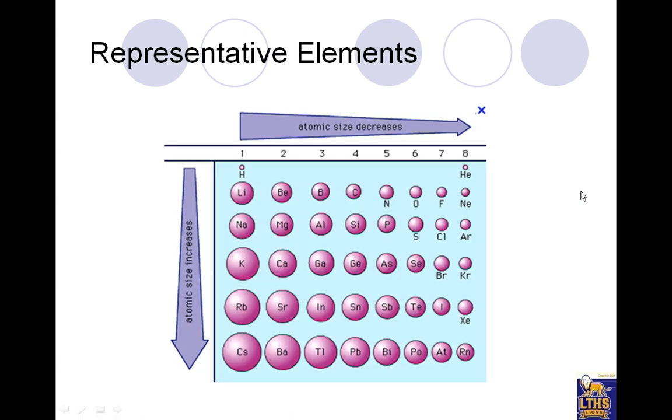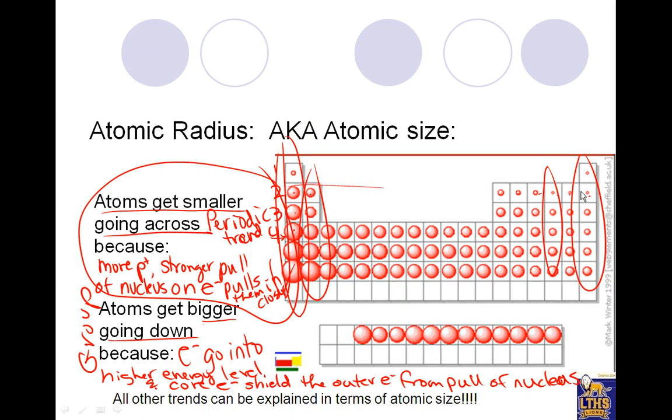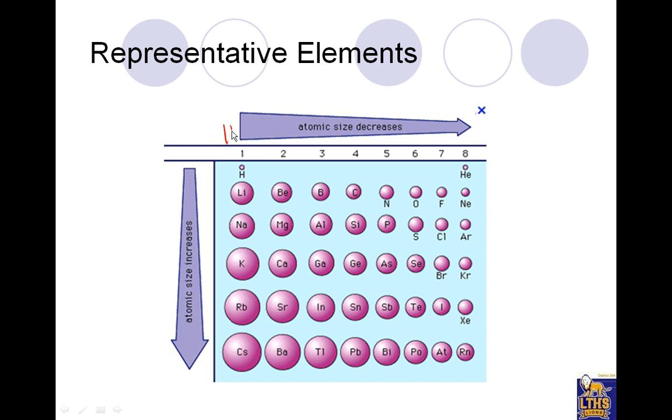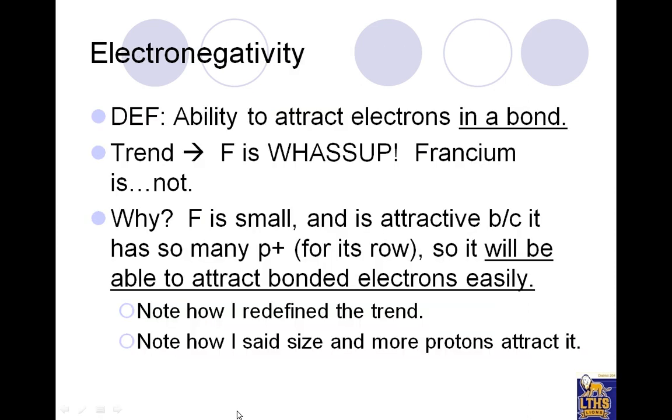Okay, here are just the representative elements. So this is the whole periodic table. These are just group 1A through 8A. Notice the trend, smaller going across, bigger going down. Take a mental picture of this, and then if you can see the atoms, it's going to help you explain all of the other trends. So please memorize the trend in atomic size.